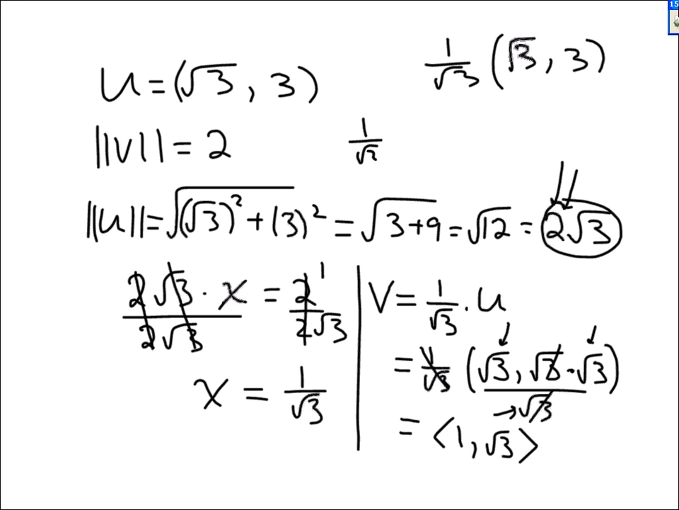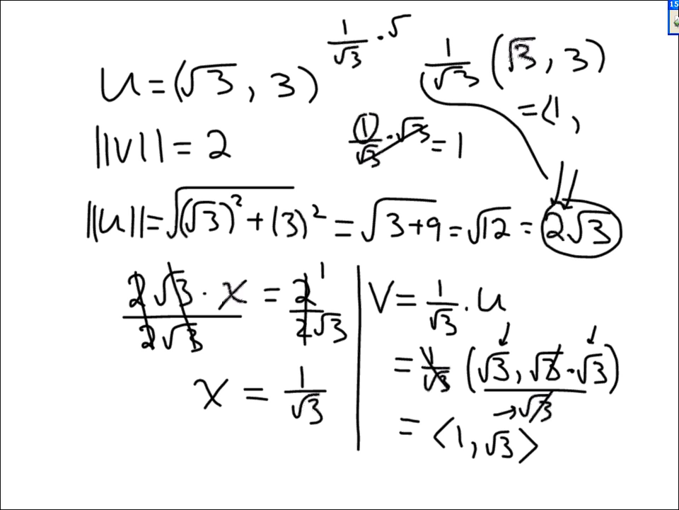1 over square root of 3 times the first component, that's 1, because the square root of 3 is canceled, and you get 1. So this is 1, comma, 1 over the square root of 3 times 3. I'm just going to do it again. That's 3. This cancels out. You get 1 times square root of 3.